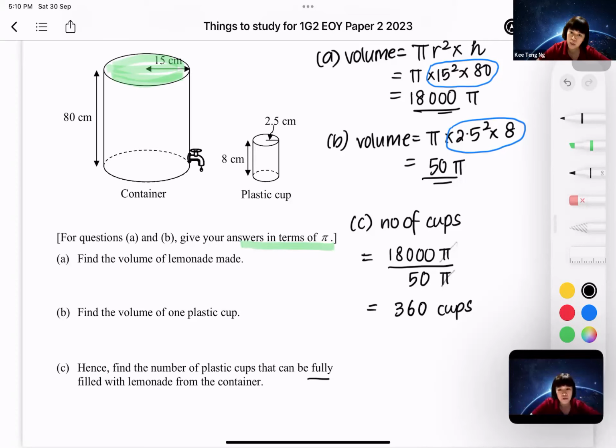Okay, if the question is, for example, 359.8 cups, how many cups will you fill in as the answer? How many cups can be fully filled? Should I round it up to 360 or should it stay at 359? Yes, it should stay at 359. Thank you, Keon. Because the 0.8 cup is not totally filled. So you must read your questions. Don't always round up accordingly. Read according to your question.